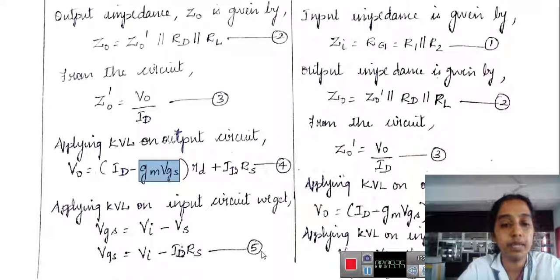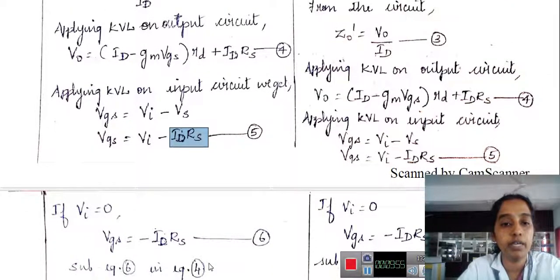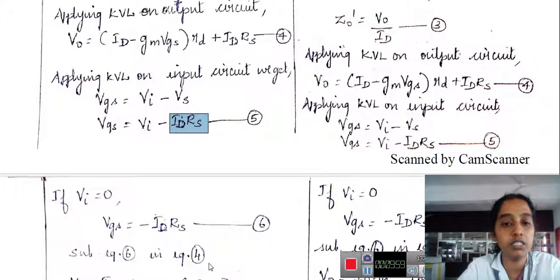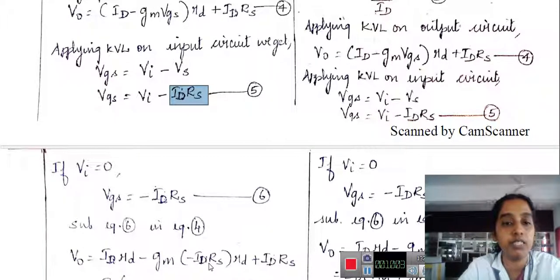If I apply KVL to the input circuit, VGS I can write as VG minus VS. VG is my input voltage, so Vi minus VS. What is VS? The voltage across the source. So the current ID is flowing, I into R, ID into RS. If I substitute Vi equal to 0, the VGS value will be minus ID into RS. Now substitute this value of VGS in equation number 4 to find V0.